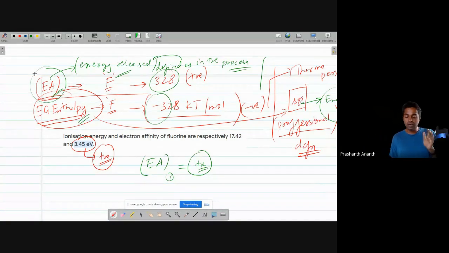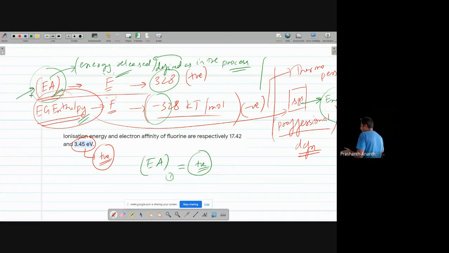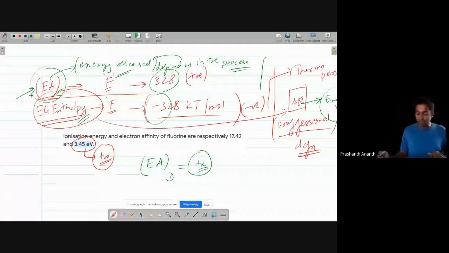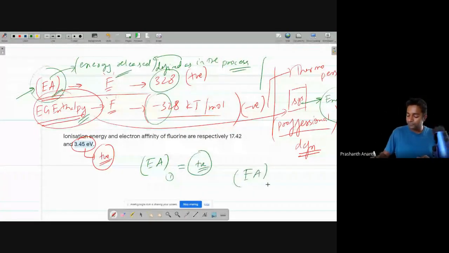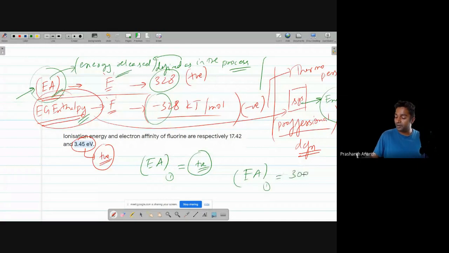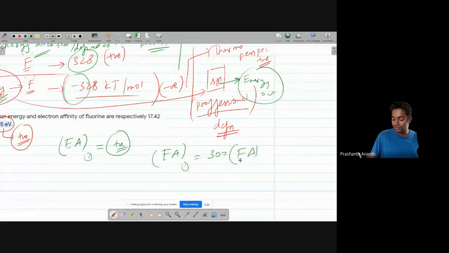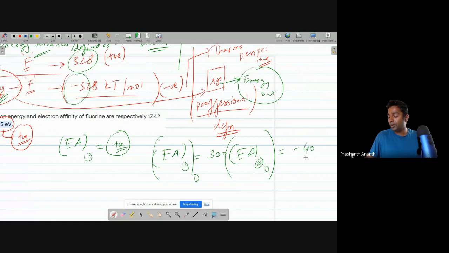Teachers will use random statements. For instance, you might find in your exam that the electron affinity of fluorine is given as 328. Or they can give it to you like this: electron affinity 1 of oxygen is going to be 300, and electron affinity 2 of oxygen is going to be given as, say, minus 50 or minus 40. What does this mean? How should you interpret this?